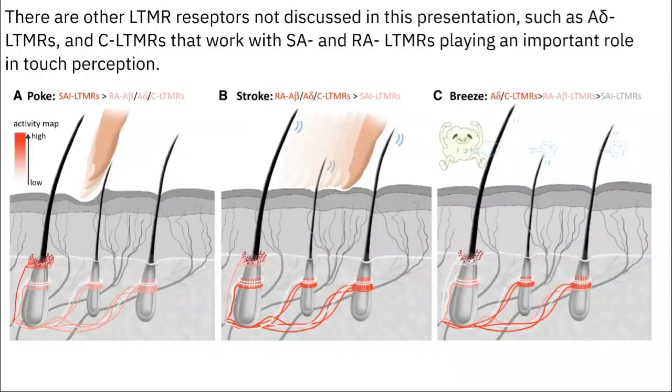There are other low threshold mechanoreceptors that I did not discuss in this presentation for lack of time, and they work together with slow adapting and rapidly adapting to play an important role in touch perception. So that's kind of represented in this picture here.